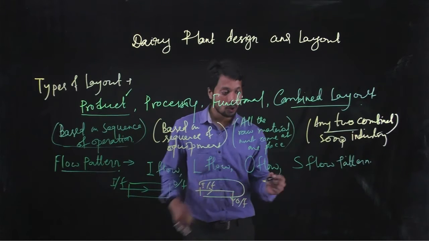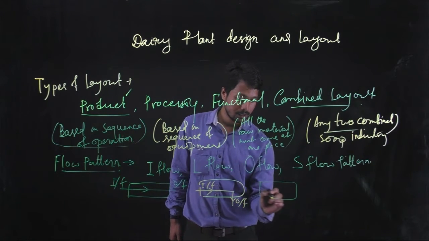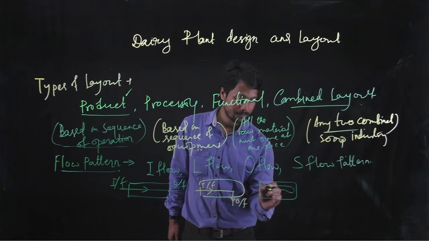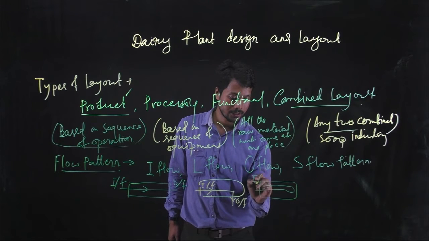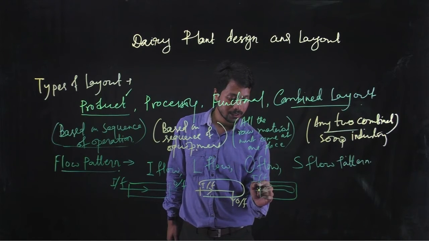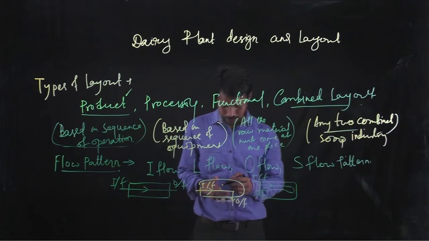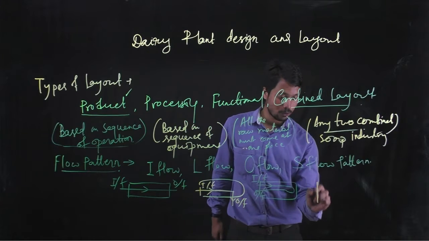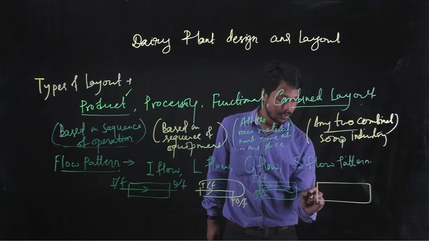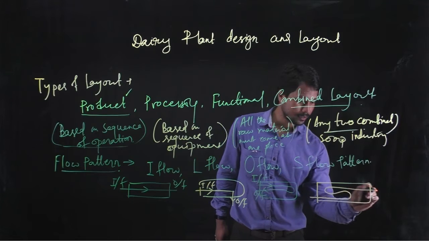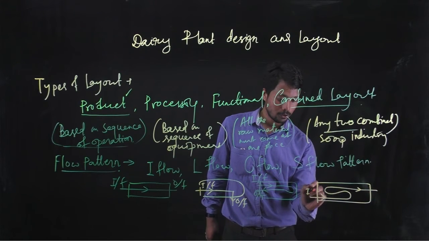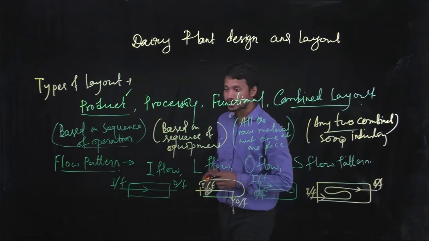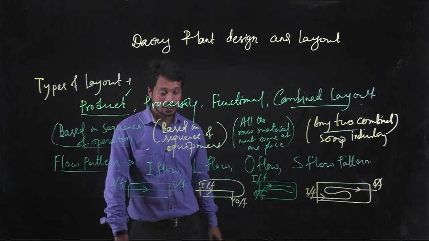Then you have the O flow pattern. Here you have the inflow here, and at the same place you can have the outflow also. So this is the example of O flow pattern. And last but not the least, the S flow pattern. So this is my layout, and here this is the inflow and this is my outflow. So these are some flow patterns we have in our industries' layout.